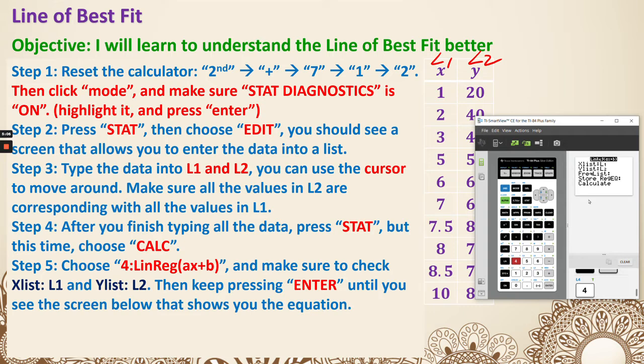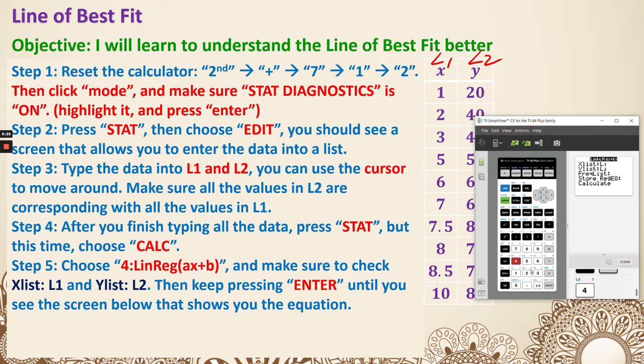Now you see this screen. The first one is asking you to make sure that your X list is the first list, L1. Of course, if you need to change the names, let's say it's going to be L3 or L4, you're going to need to click second and then choose 3, because on top of 3 is L3.